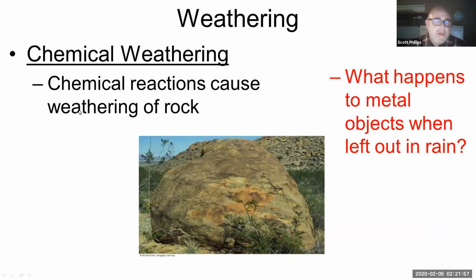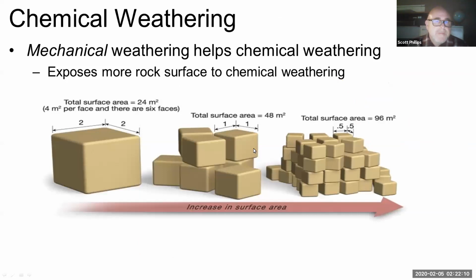And chemical weathering is, like it sounds, caused by chemical reactions. So for example, when you leave metal material outside, it can rust, and that is an example of a chemical weathering process. And the two can work together: mechanical weathering can break up the rock and expose it and make it more vulnerable to then chemical weathering.